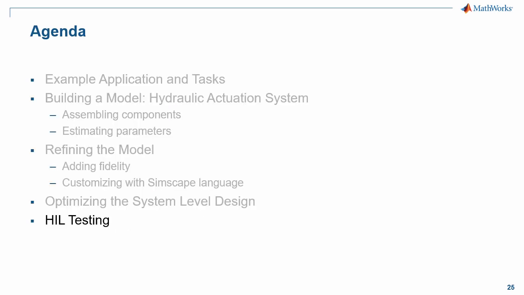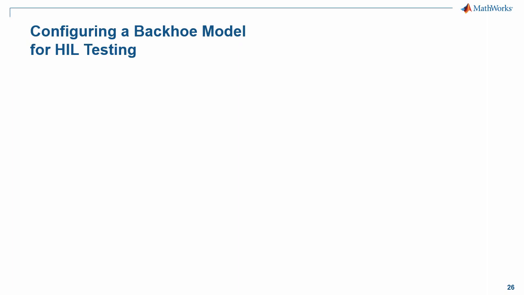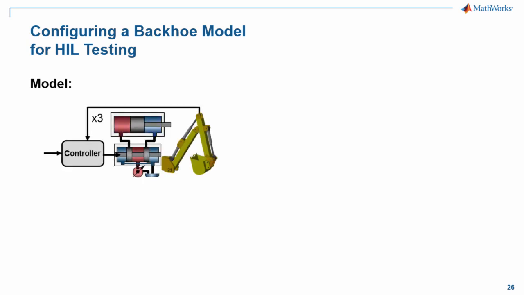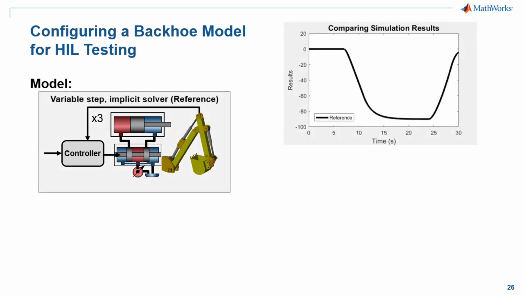Now that we have created our model and optimized the design, we will now see how we can use the model to test embedded hardware and software in hardware-in-the-loop testing. In this demonstration, we will see how to configure a Backhoe model for hardware-in-the-loop testing. We have a model of a hydromechanical actuation system built in Simscape Fluids and Simscape Multibody. We are satisfied with the performance of our simulation on the desktop. We now wish to configure it for hardware-in-the-loop testing.